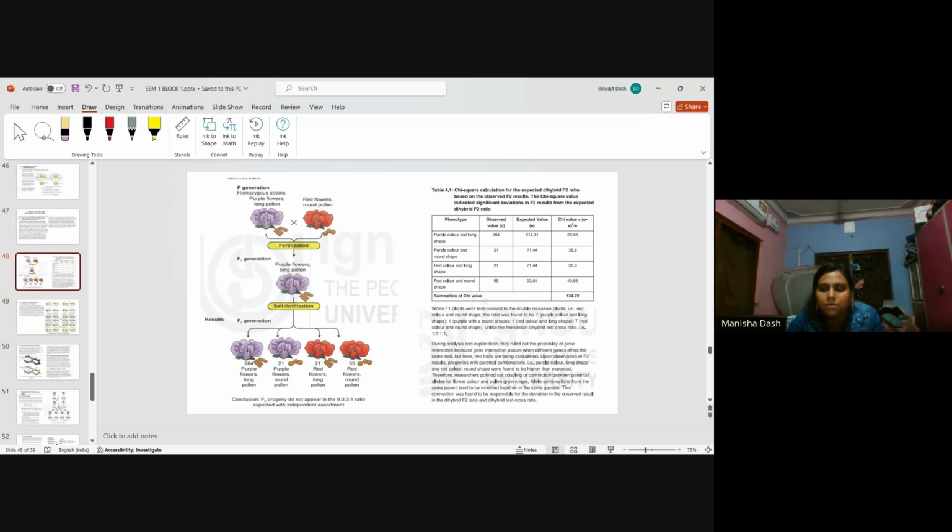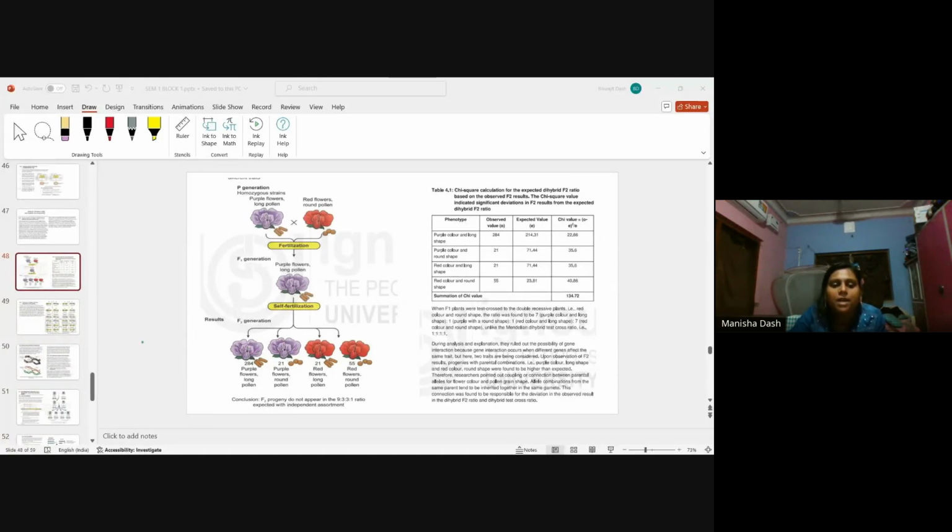So if you observe this particular cross, it is similar to a Mendelian dihybrid cross. Here also two characters are taken. One is the purple color flower with long pollen, and another is red flower with round pollen. So when this kind of dihybrid cross is done, we should expect a phenotypic ratio of what?